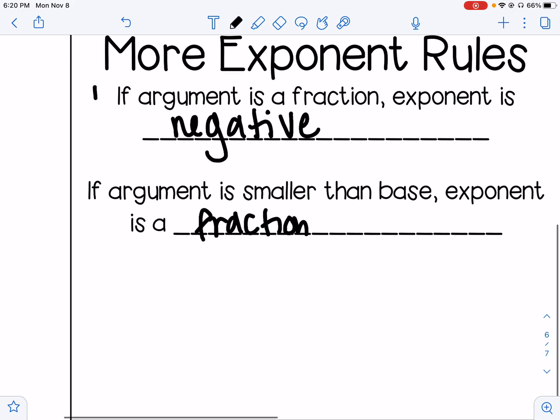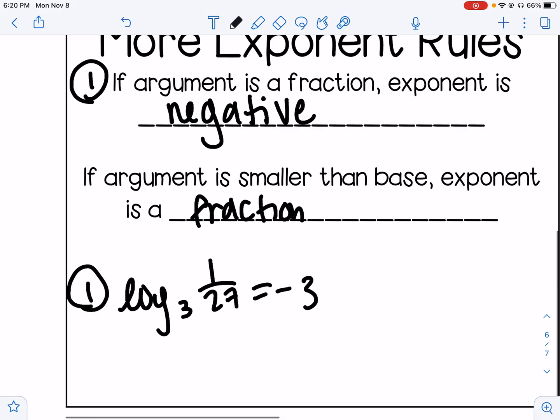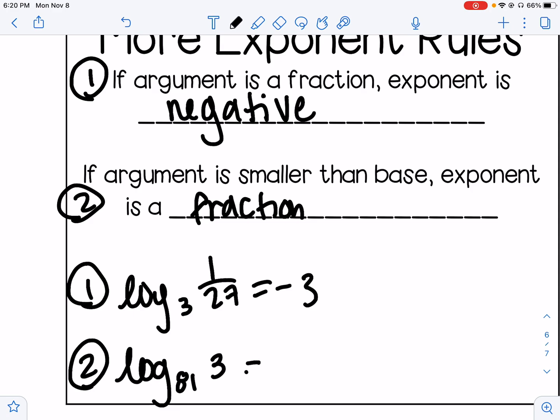So once again, I'm going to call this number 1, so we can just do a quick little example down here. Log base 3 of 1 over 27 would be negative 3. My base was a whole number, my argument was a fraction, so my exponent was negative. Versus if I call this 2, I'm going to say log base 81 of 3, this is going to be 1/4. We're saying the 4th root of 81 gives me 3. So that's just showing these two again.